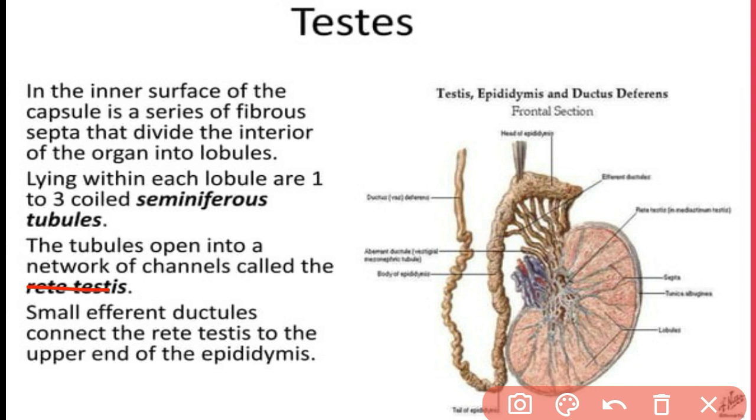Each seminiferous tubule is lined by a germinal epithelium. It is lined internally with two types of cells. One of these cells is spermatogonia. These spermatogonia undergo meiosis to form the sperms, and the second type of cells are Sertoli cells. These Sertoli cells are also known as supporting cells. They provide nutrition to sperm cells.